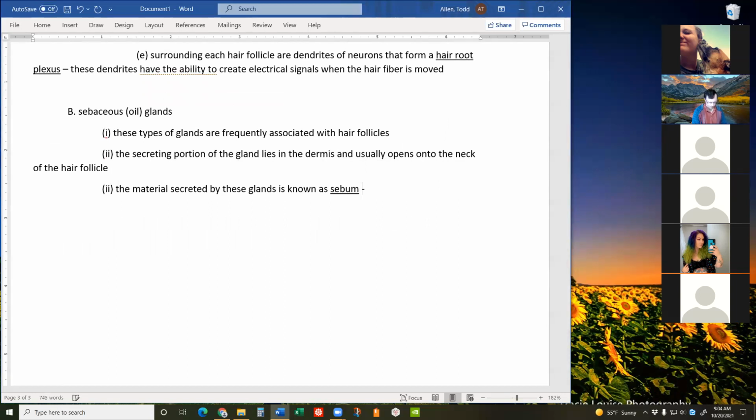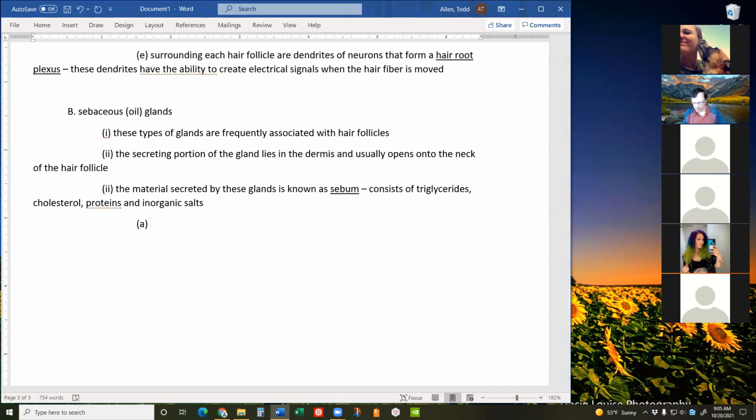And sebum consists, what is it made of? It consists of a variety of triglycerides, cholesterol, proteins, and inorganic salts. So when we say inorganic salts, that's, inorganic means there's no carbon atoms present. So we're talking basically sodium chloride, calcium chloride, maybe some magnesium and manganese chloride as well. Okay.